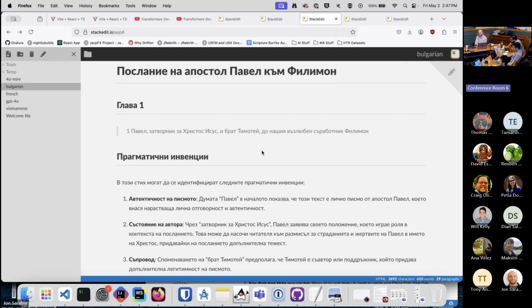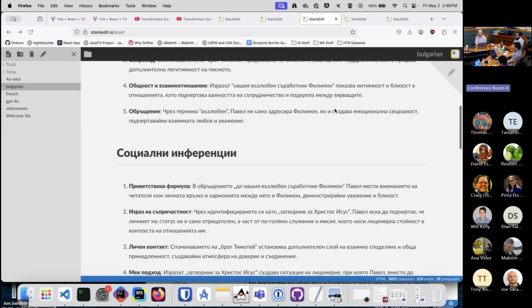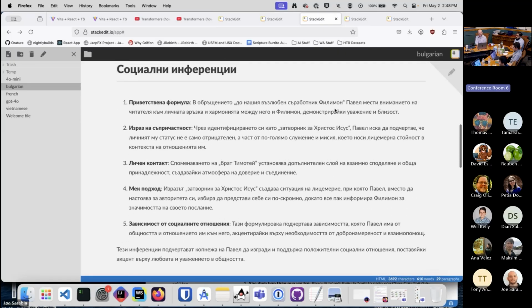Generated it in Bulgarian and had Petya look at it. We did find certainly much more concerning content in the Bulgarian. Do you want to talk a little bit about that? So 2 out of the 5 social inferences that he came up with were theologically incorrect. Both about the same thing.